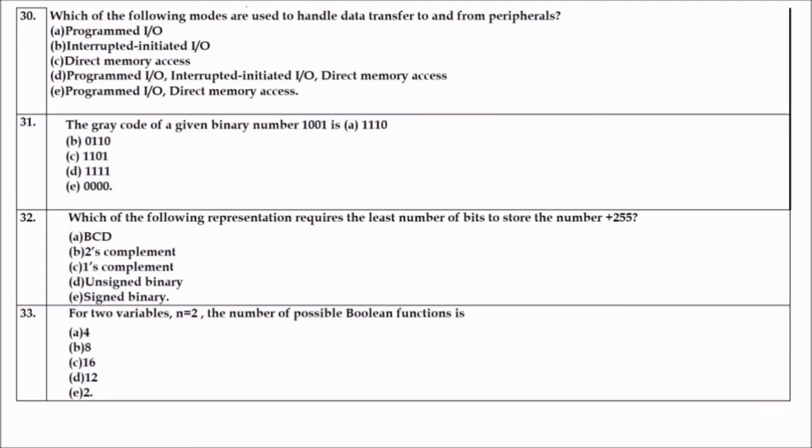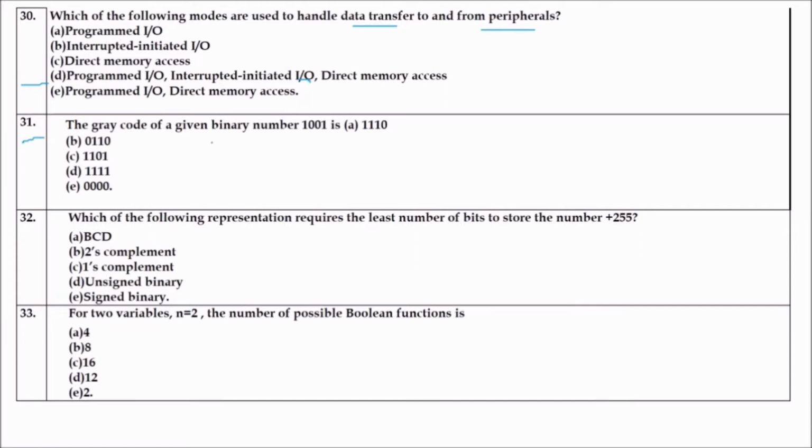Next is, which of the following modes are used to handle data transfer to and from peripherals? The answer would be D, programmed I/O, interrupt-initiated I/O, and direct memory access. So all these three are the modes that are used to handle data transfer to and from the peripherals.